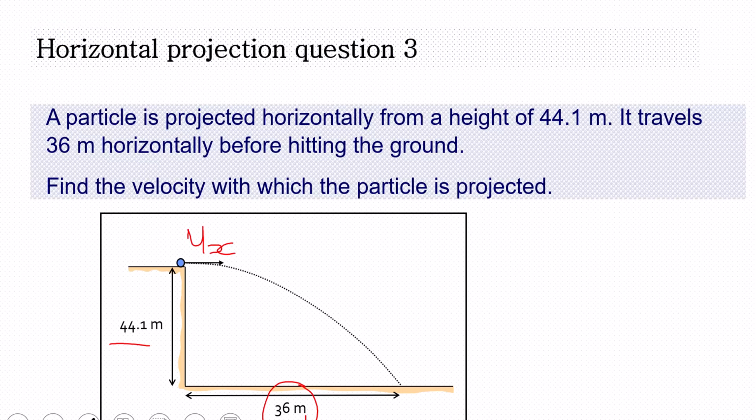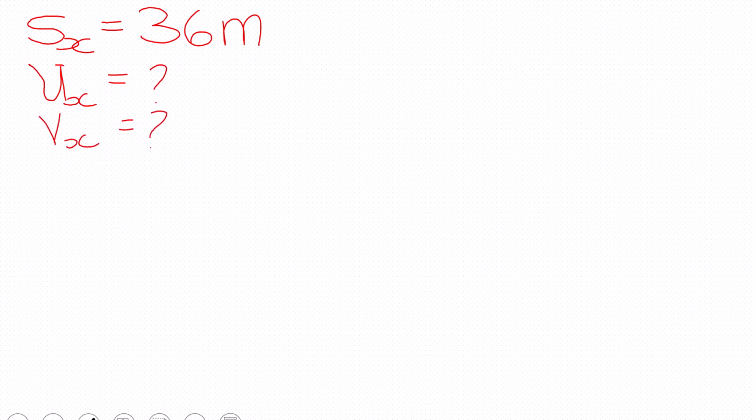So let's summarize our information. Our sx was, let's go back and check, 36 meters. Our initial velocity in the x, we do not know it. Our final velocity in the x will be the same, but we don't know it. Our acceleration in the x will be 0. And lastly, the time taken, we do not know it. We can still call it time t.